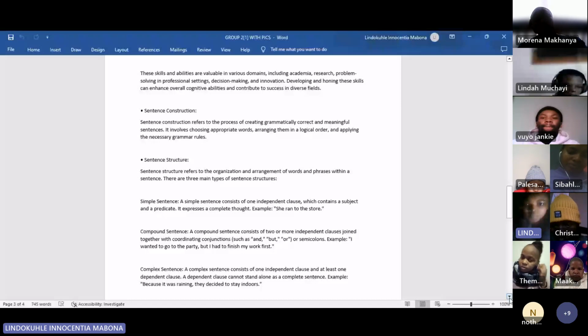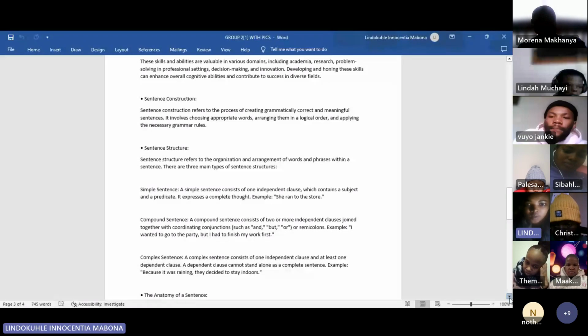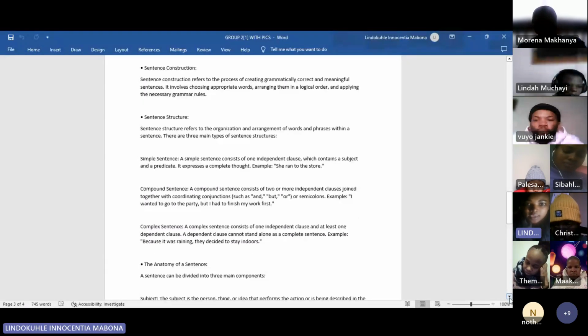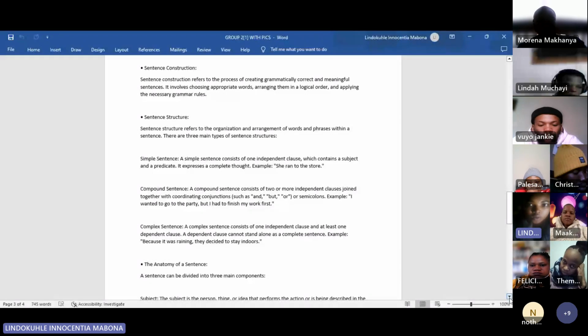There are three main types of sentence structures. The first one is simple sentence. A simple sentence consists of one independent clause, which contains a subject and a predicate. It expresses a complete thought. For an example, she ran to the store.